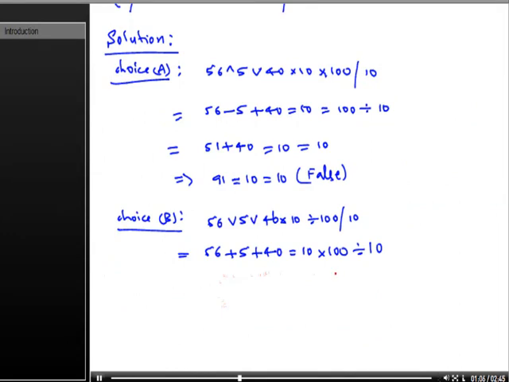On changing the mathematical symbols according to the instructions given in the question, we obtain this equation. This equals 56 plus 5 will be 61, 61 plus 40 will be 101. This equals 10 into 100 divided by 10. Since we are applying the BODMAS rule, first we need to perform the division. Therefore 100 divided by 10 will be 10. This implies 101 is equal to 10 into 10 is 100, which is a false statement. Now we'll check with choice C.